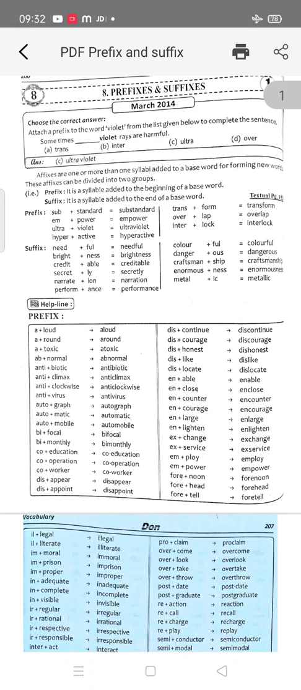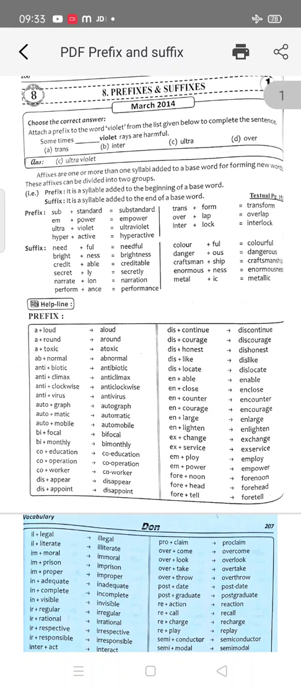Noon, forenoon. If you add fore in front of noon, it will become forenoon. That means the morning section. Head, forehead. Tell, foretell. Legal, illegal. Literate, illiterate. When you add ill, it will become illiterate. Illiterate means uneducated people.